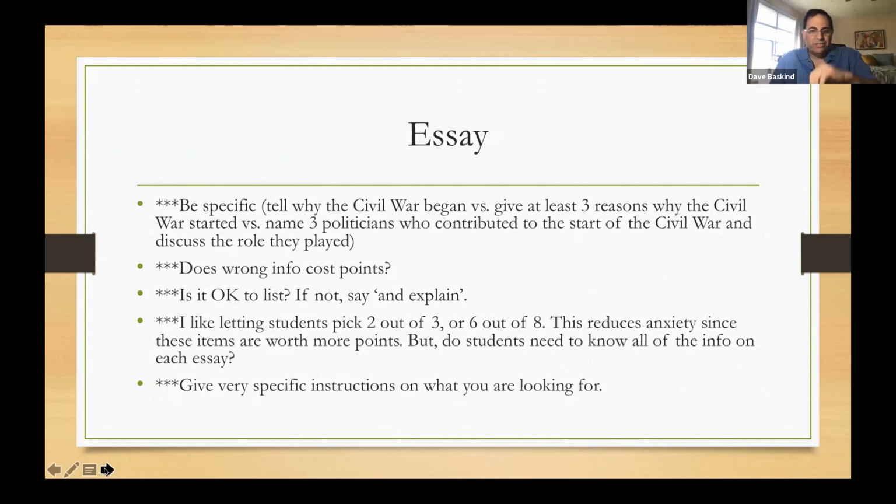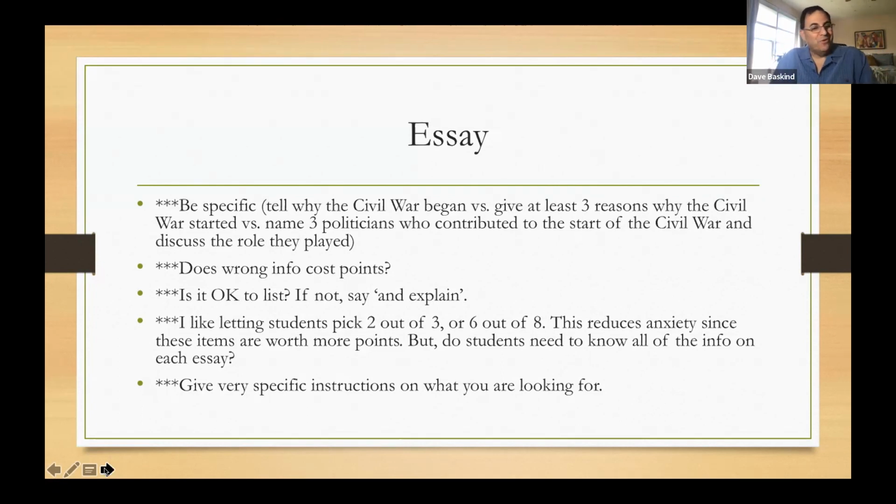I'll get to it on the next page, actually, I think. Consider whether wrong information is going to cost students points. So I've seen students write really good essay answers, but then they wrote some incorrect information also. You should think a little bit about that in terms of your grading. Are you going to hold that against them if they have some information that's incorrect, even if the rest of it was accurate? Just give it some thought.